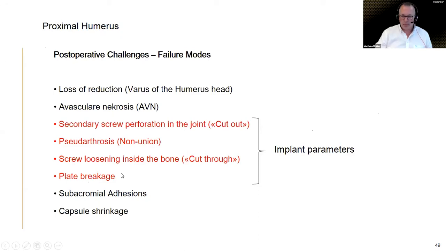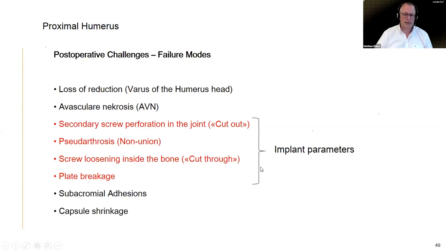Then plate breakages. If you have a prolonged healing period, a plate can also break after so many load cycles. Subacromial adhesions, capsule shrinkages, all those kinds of things you can actually find in the literature. Now, the red paragraphs that I've pointed out, those are purely implant parameters. And implant parameters means we can actually play with them. So we can do something about that.